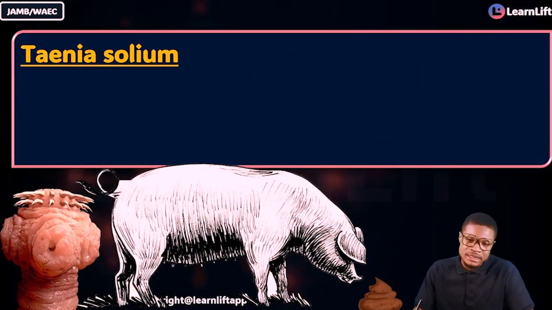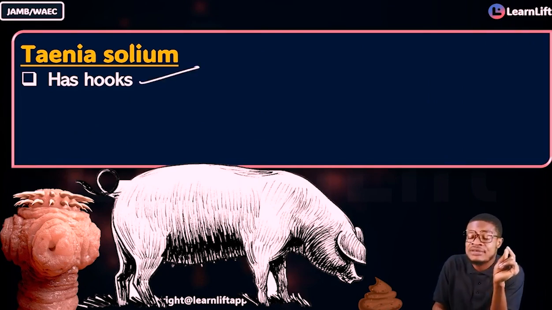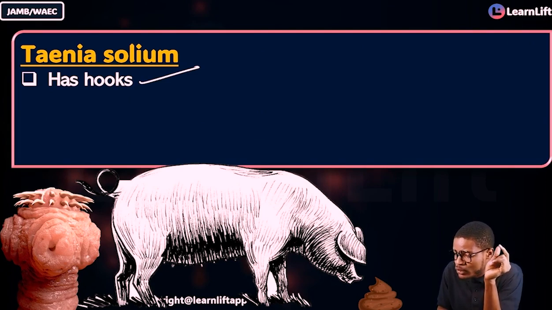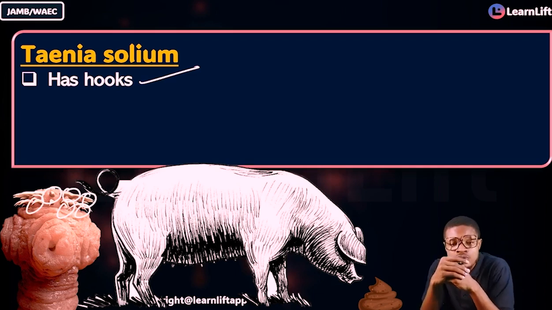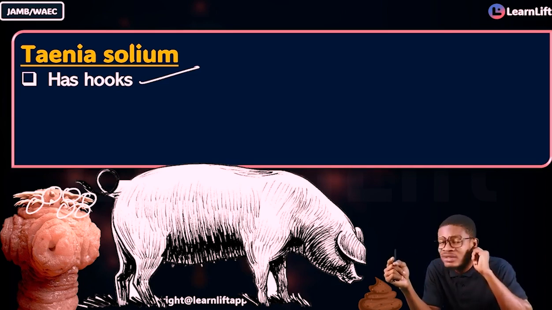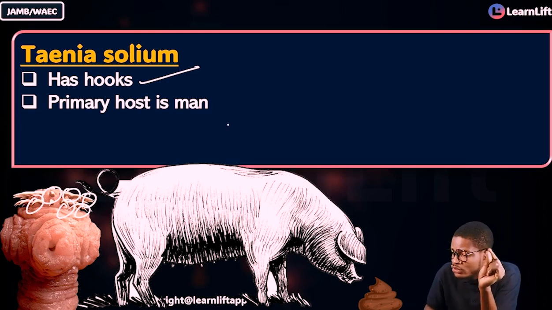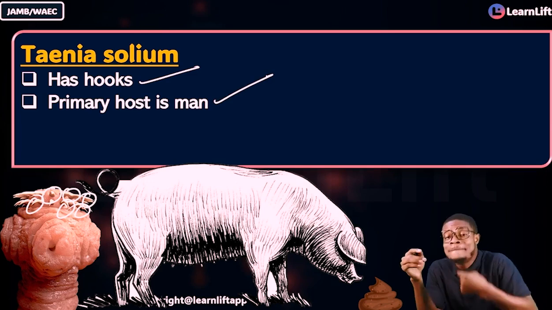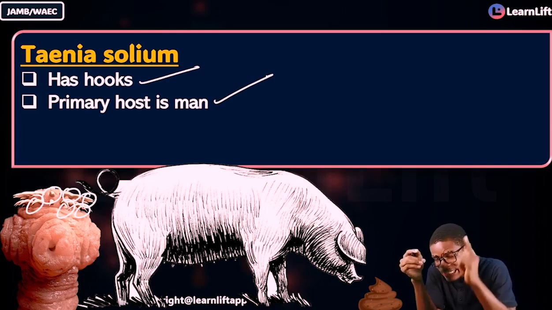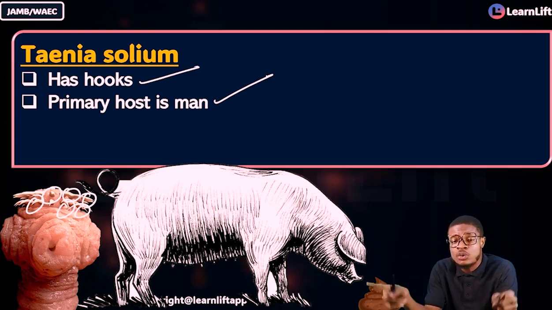What should I know fast? I'll give you 4 things about Taenia solium that your Jamb and Waec will never play with. Number one, you must know that Taenia solium has hooks. All those spiny projections that you can see here, all those pointed projections, are called hooks. Hooks is one character of Taenia solium. Number two, the primary host of Taenia solium is man. Man is always the primary host, whether it's Taenia solium or Taenia saginata.